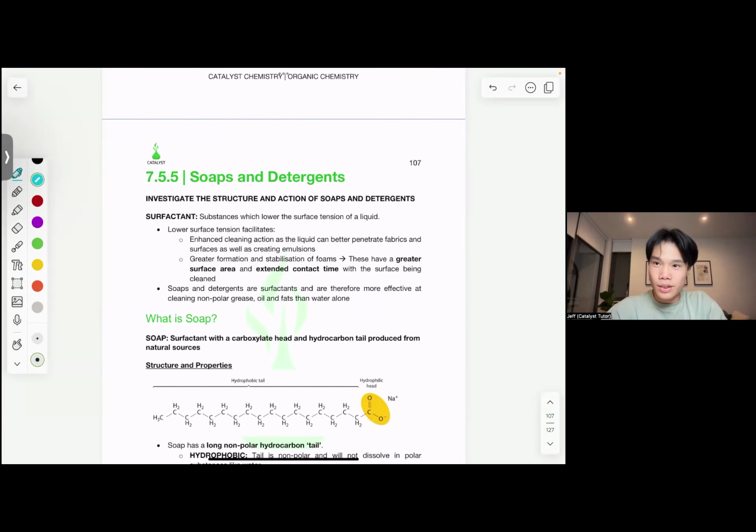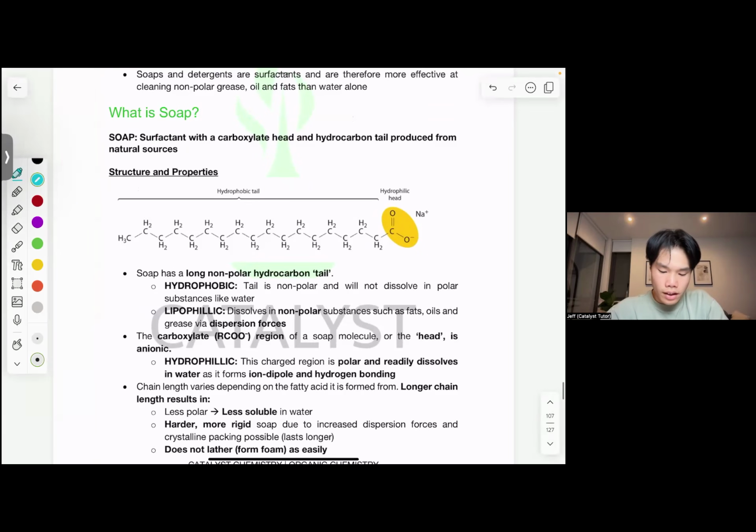Soaps and detergents. Okay, so soaps and detergents, you should know that soap is a carboxylate head with a hydrocarbon tail. The carboxylate head is polar, and the hydrocarbon tail is non-polar. This means that the head will dissolve in polar solvents. The tail will dissolve in non-polar solvents, like dissolving like, because of the equal exchange of energy.